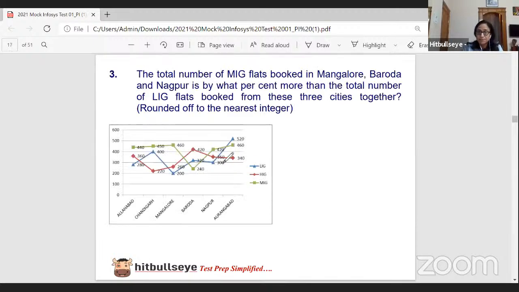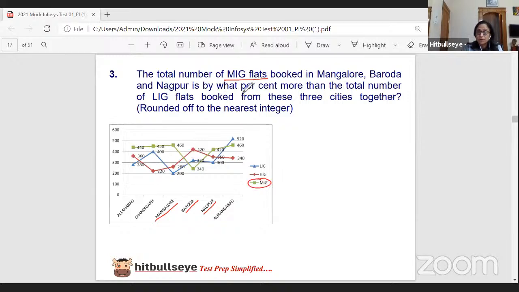The question is quite simple. It is saying the total number of MIG flats booked in Mangalore, Baroda, Nagpur. Now, I have always been telling you that always note down what they are mentioning, which cities. They are talking about Mangalore, Baroda, and Nagpur. So these are the three cities that they are talking about. And which flats are they talking about? Only the MIG flats. MIG flats are green in color.